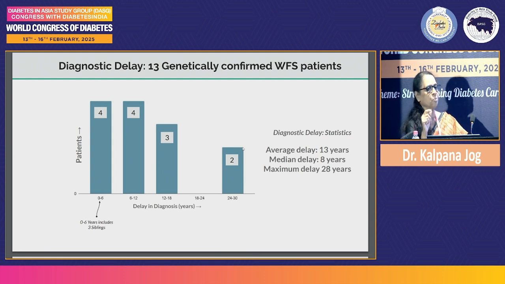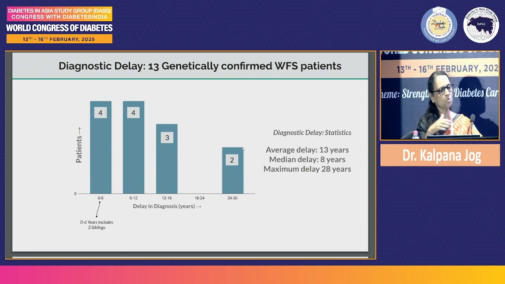Now, part 2: whether early diagnosis of Wolfram syndrome was possible. For that, we selected our 13 genetically confirmed patients. The first thing we decided was, what is the diagnostic delay like? What I mean by diagnostic delay is the time required to change the title from type 1 diabetes to clinically recognized Wolfram syndrome. And this slide shows the distribution.